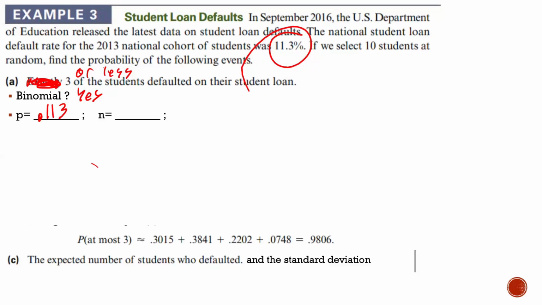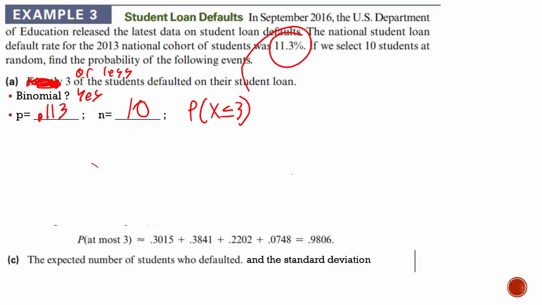How many trials are being done here? That's N, 10. I didn't put X here because I said 3 or less. 3 is the number of successes, but it's not just 3. If I said exactly 3, X would be equal to 3. Does everyone follow? What I'm asking here is what is the probability that 3 or less students defaulted on their loan.